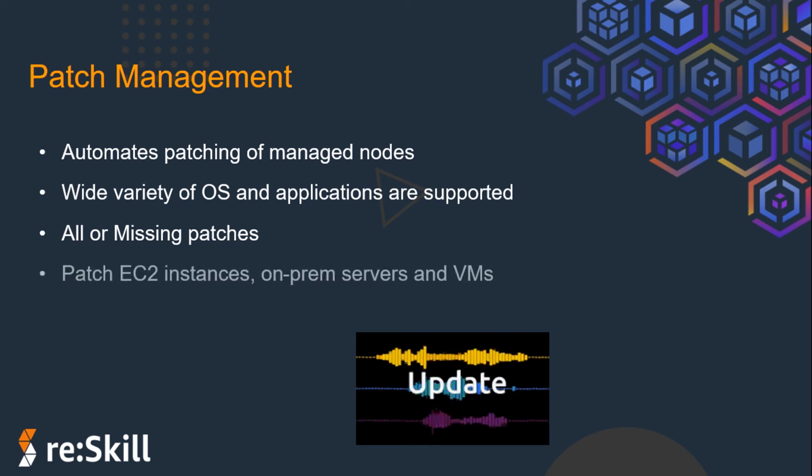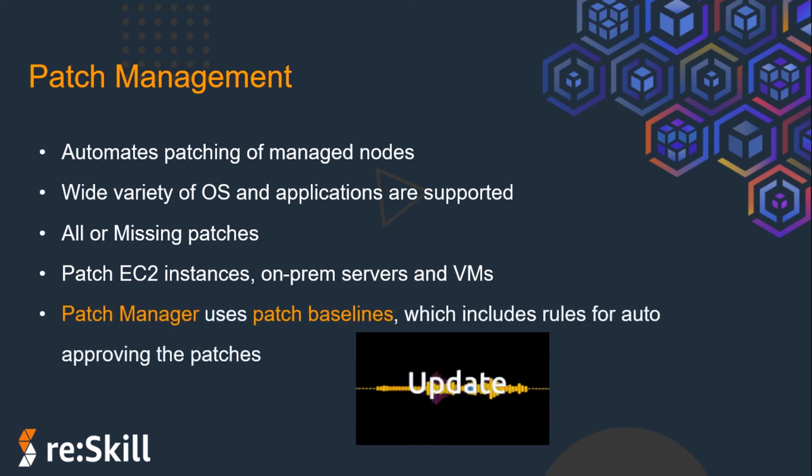Then you can patch the fleets of Amazon EC2 instances, edge devices, or your on-premises servers and virtual machines by the operating system type as well. And for security patches, Patch Manager uses something known as patch baselines that basically include the rules for auto-approving patches within days of their release, as well as a list of approved and rejected patches. So more about it we will discuss in the upcoming slide and in the demo as well.